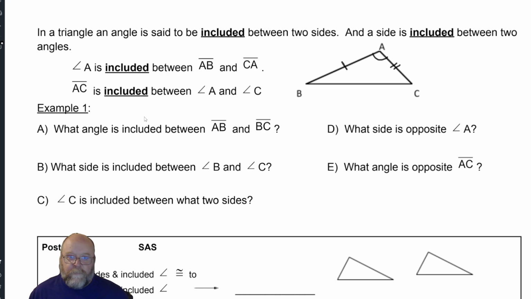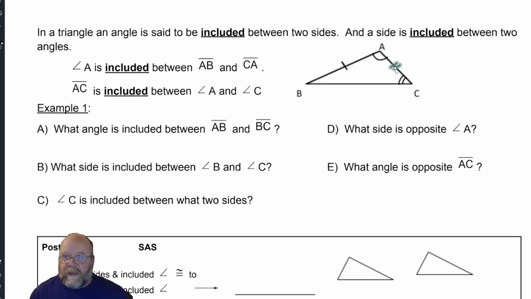AC, which is this side, is included between angle A and angle C. So the angles can include sides. The sides can hug the angle. Isn't that nice? These angles want a hug. Are they going to include this side? Sure you are.